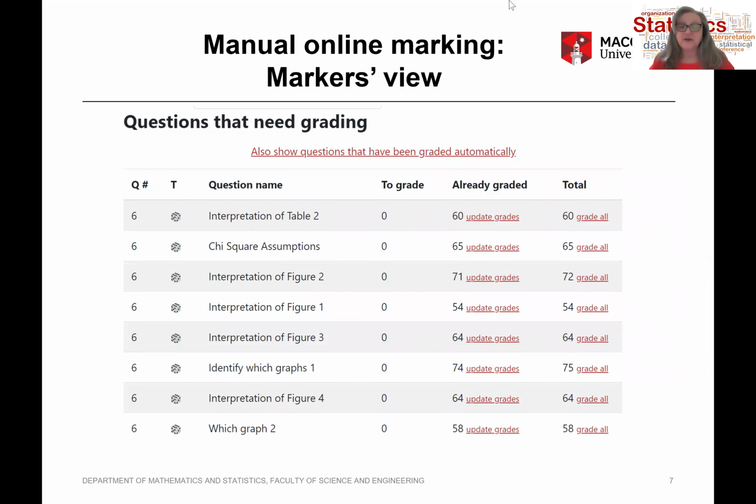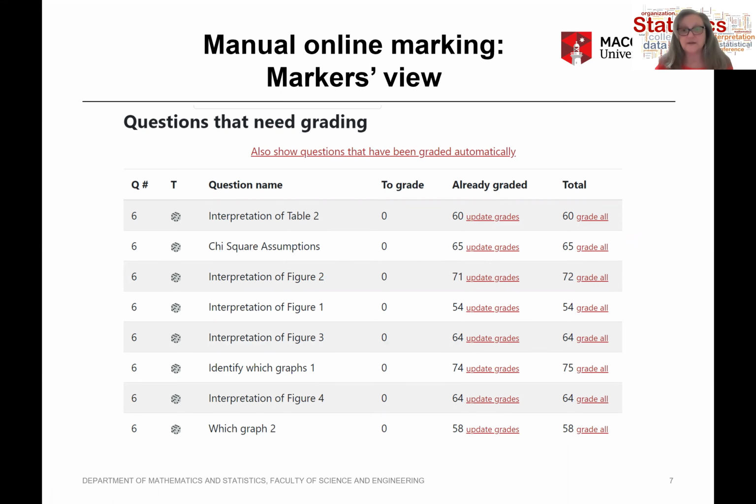When these open-ended questions are given to the students randomly, I ask 2 questions for each student, and I had more than 50 versions altogether for 2 questions. With 1,000 students taking the exam, you can see here the interpretation of a table question was given to 60 students. They are all marked. Now I'm going to present the results in a few days to my department. The chi-square assumptions related open-ended question was taken by 65, and they're randomly allocated to students.